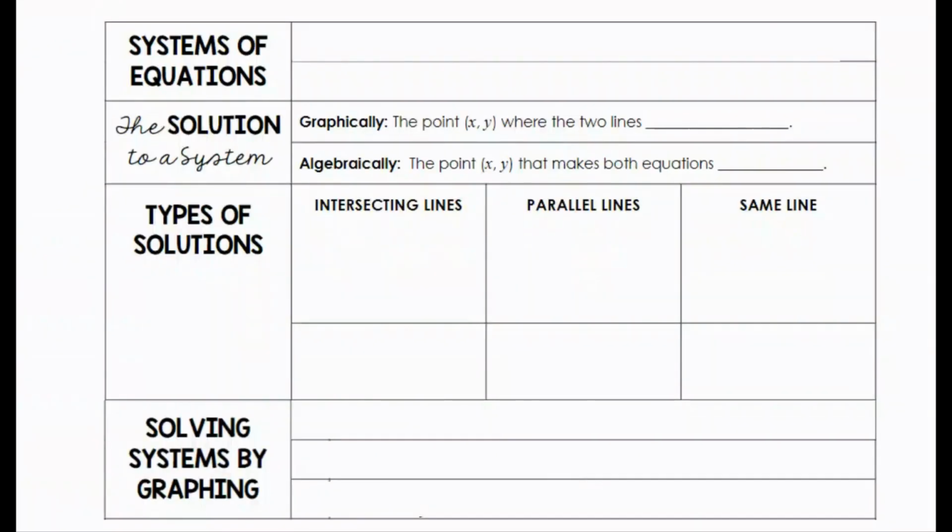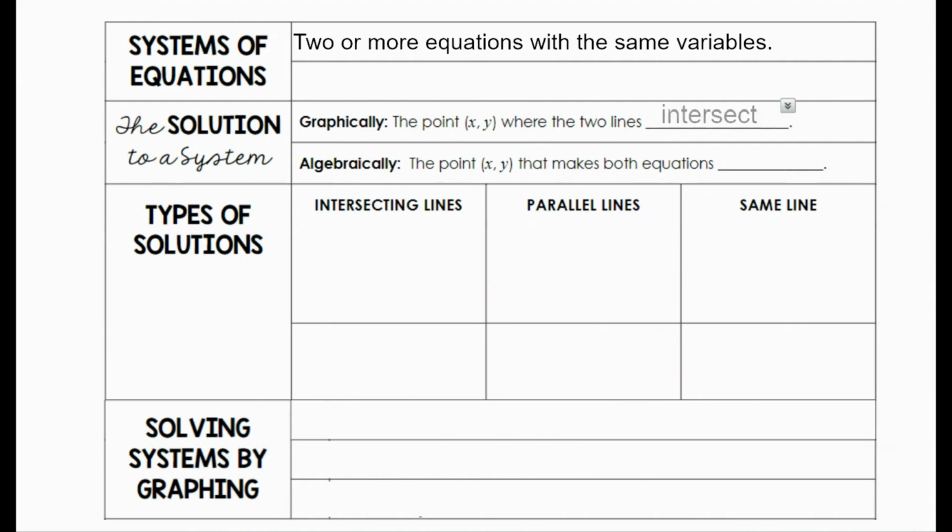Previously we've dealt with single equations where we just solved for x. Now we'll talk about a system of equations, or two or more equations with the same variables. The solution to a system of equations is a little bit different. Graphically, the point (x, y) where the two lines intersect will be the solution. Algebraically, it's the point (x, y) that makes both equations true, so the left side equals the right side.